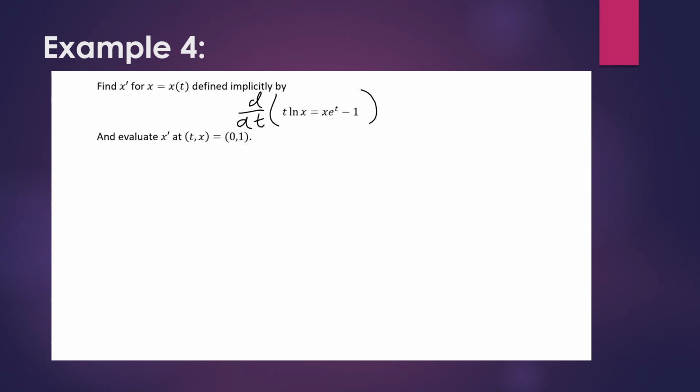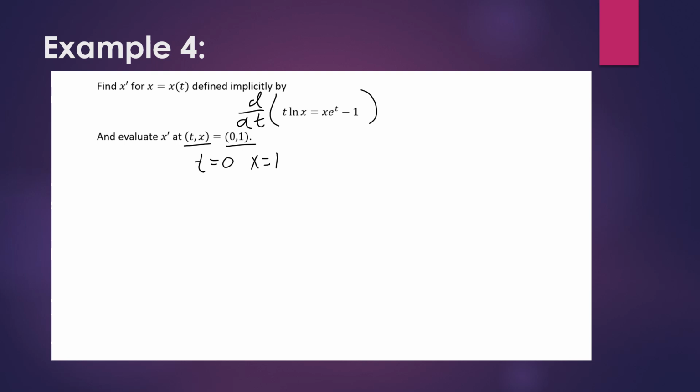They also say evaluate x prime at t comma x, which will equal 0 comma 1. So this is really saying that t equals 0 and x equals 1. And that's going to make our life way easier at the end.